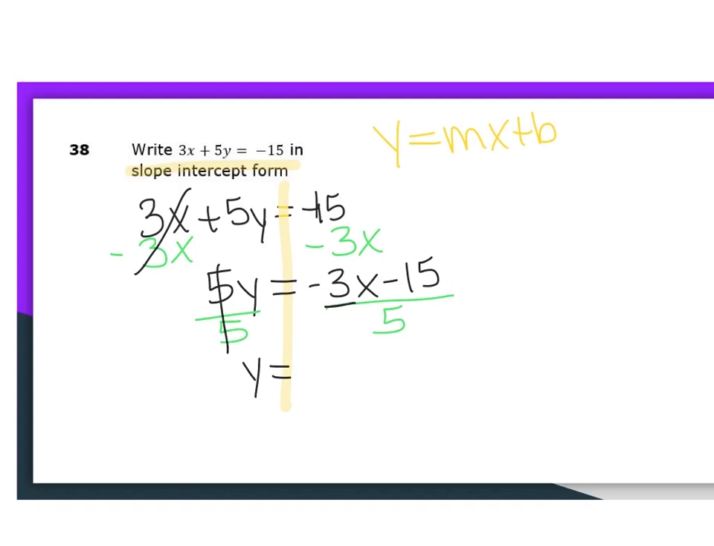Negative 3x divided by 5 cannot be divided evenly, so I'm going to leave it as a fraction, negative 3/5. Then we have our variable x. And then it's going to be negative 15 divided by 5, which is a negative 3. So we have our equation in slope-intercept form. The slope is negative 3/5 x. The y-intercept is negative 3.